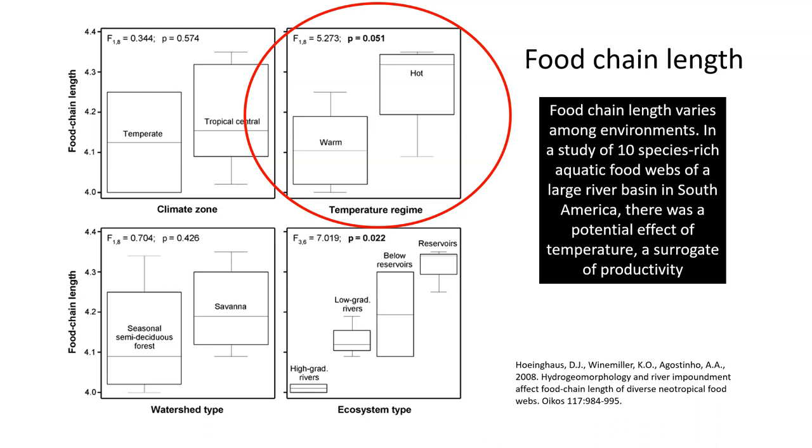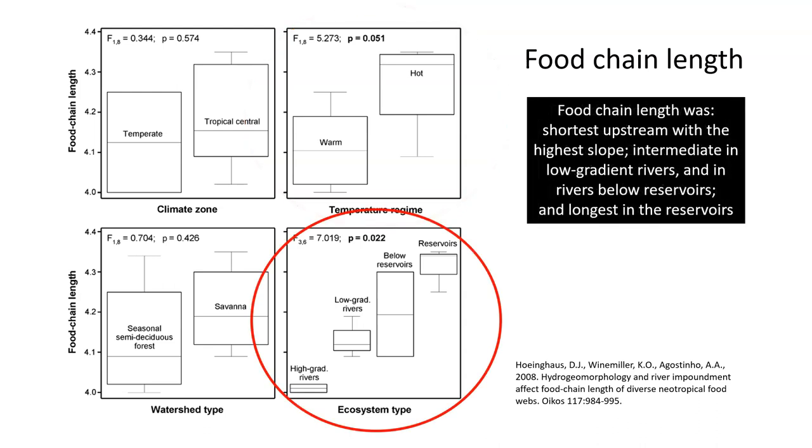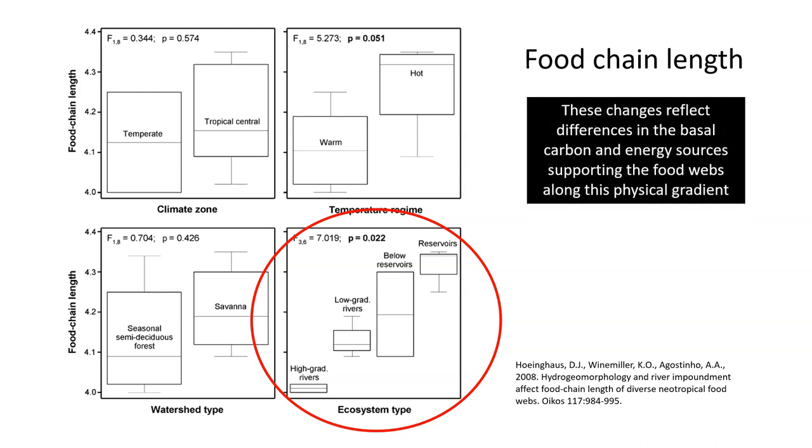In a study of 10 species-rich aquatic food webs of a large river basin in South America, there was a potential effect of temperature, a surrogate of productivity. Food chain length was shortest upstream with the highest slope, intermediate in low gradient rivers and in rivers below reservoirs, and longest in the reservoirs. These changes reflect differences in the basal carbon and energy sources supporting the food webs along this physical gradient.